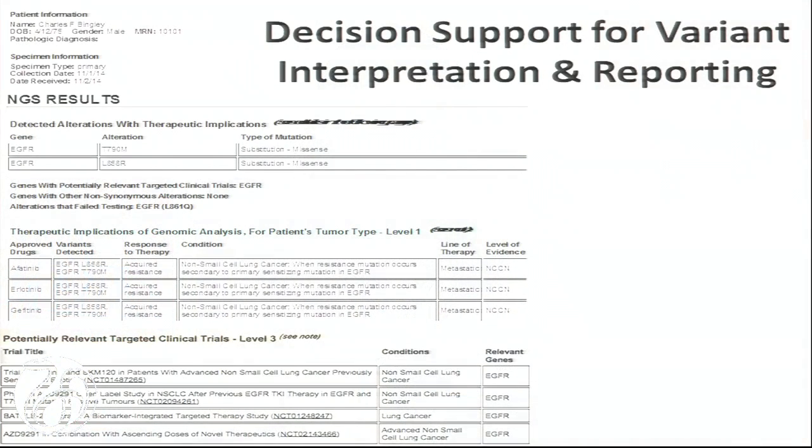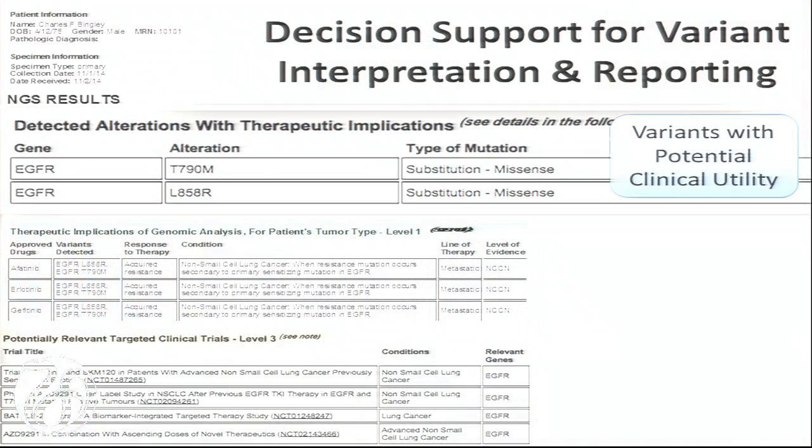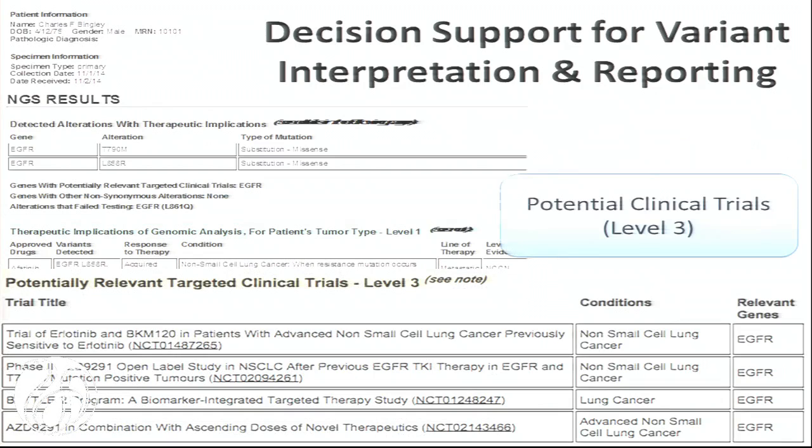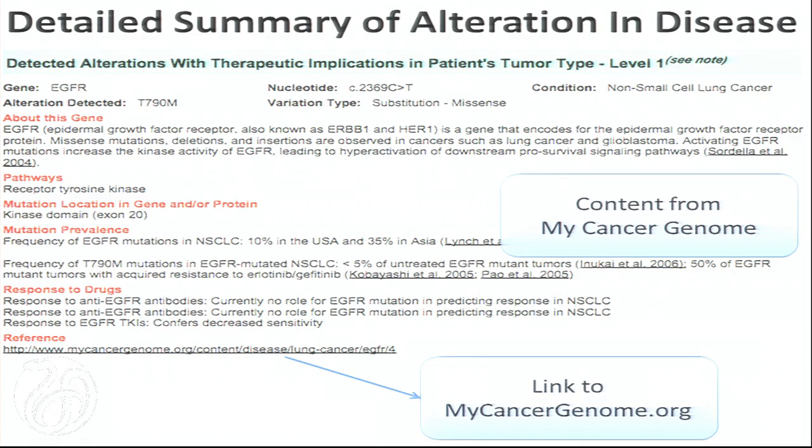This is an example of how this looks in the interpretive report, and because I'm running out of time, I'll just go through this quickly. But basically, My Cancer Genome is being used to classify both the variants that have potential clinical utility that you find in your next-gen sequencing assay, as well as reporting the sensitivity to drugs, both in disease and in other disease, which we'll call level 1 and level 2 evidence, and finally, potential clinical trials, all integrated into an interpretive report. And the content on the specific detail pages is also taken directly from My Cancer Genome with a link back to mycancergenome.org.